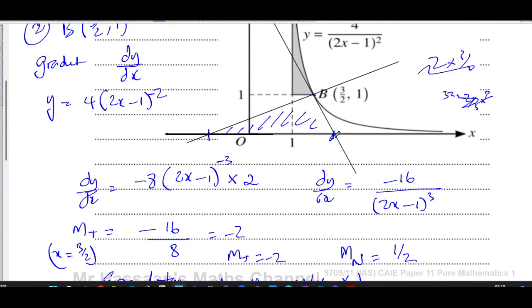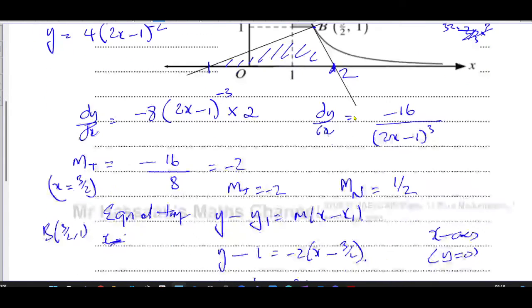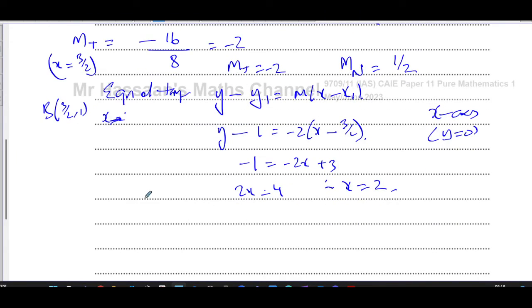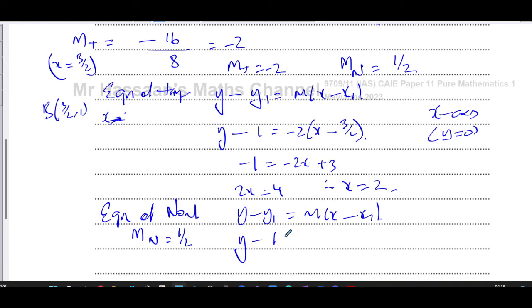So we have found the x coordinate of this point here, where x equals 2. Then we're going to have the equation of the normal, so we can find where the normal hits the x-axis as well. We have y minus y1 equals m times x minus x1. The gradient of the normal is +1/2, and we can use the same point because they both pass through the same point. So y minus 1 equals +1/2 times x minus 3/2.